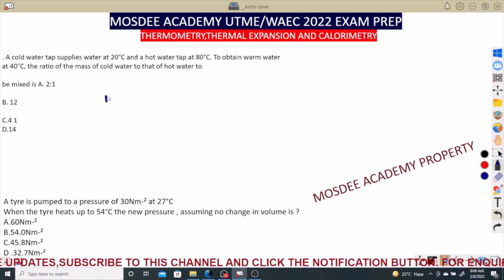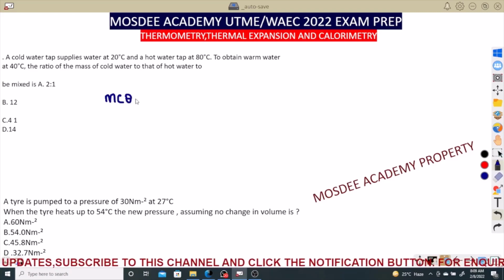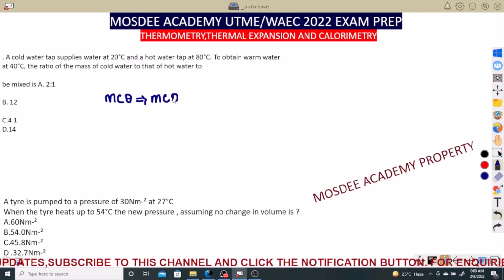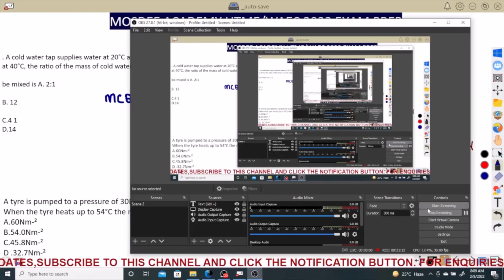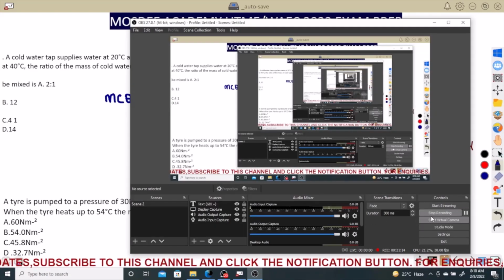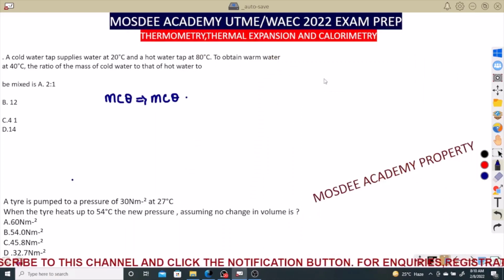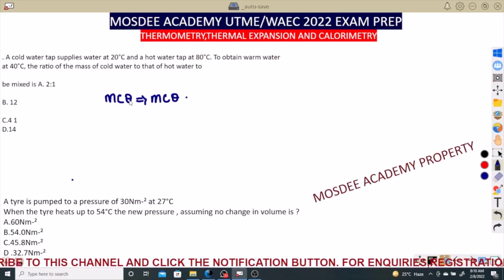We said MC theta, heat lost by hot water is the one gained by cold water. So if I go by simplification here, it will be MC theta equals MC theta. So from there, we can just say directly, we need to know that this is for the hot water and this is for the cold water.